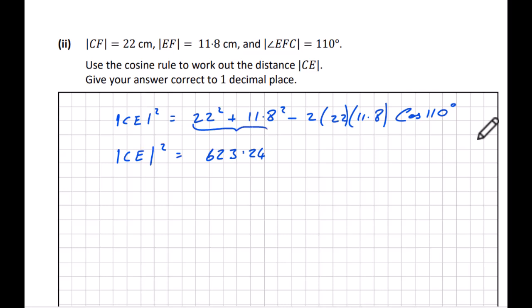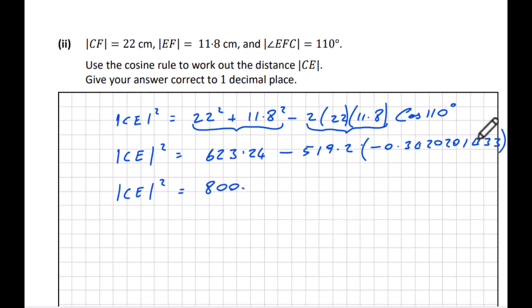That's these two here done. Now I'm just going to do these three here. Going to multiply those three out, and that'll give me 519.2. If you get the cosine of 110, that'll give you minus 0.342021433. And let's see, if we do all of this, you get CE squared is equal to 800.8168584.